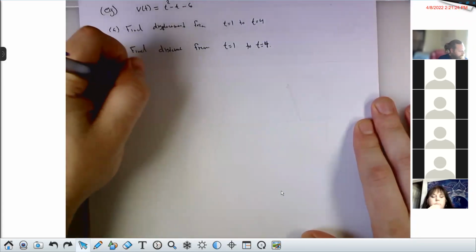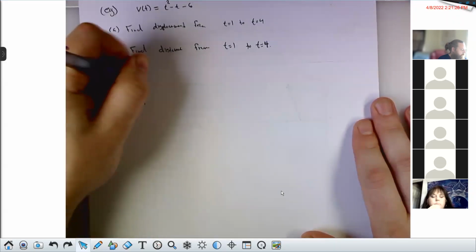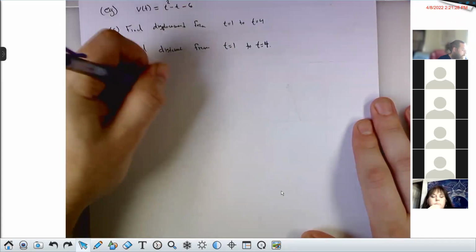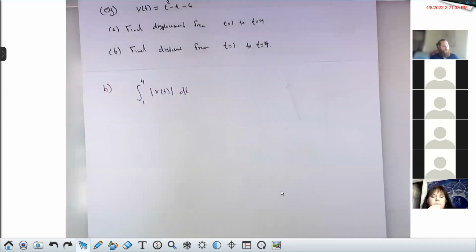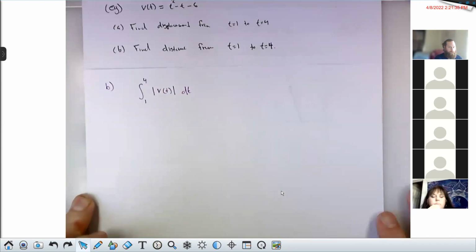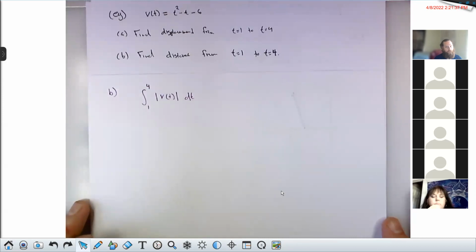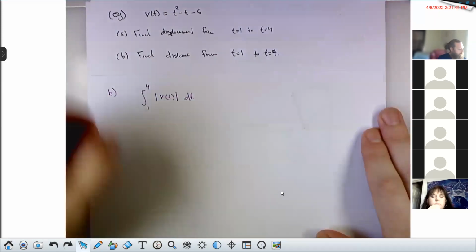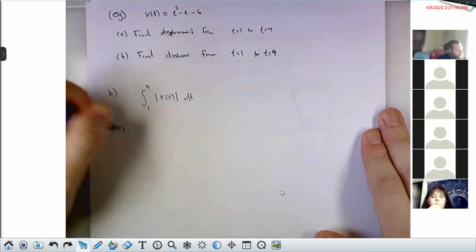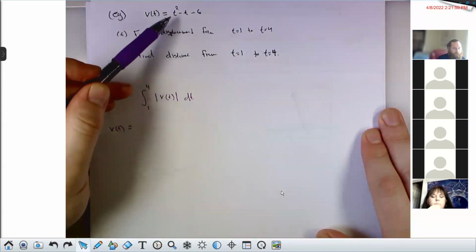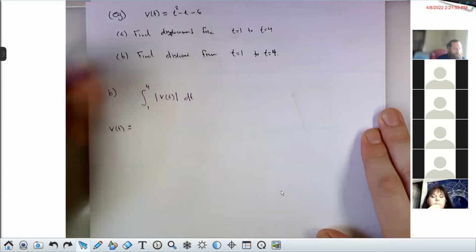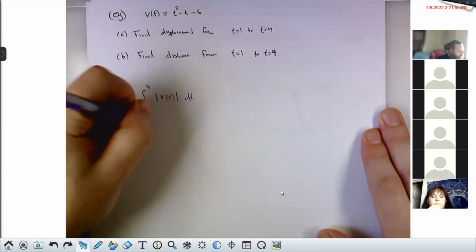We know that the distance would be the integral from 1 to 4 of the absolute value of v of t. And in order to know where to split this up, or even whether it's necessary to split it up, I need to figure out where v of t is positive and where v of t is negative. So if you factor this, t squared minus t minus 6, that's t minus 3 times t plus 2.